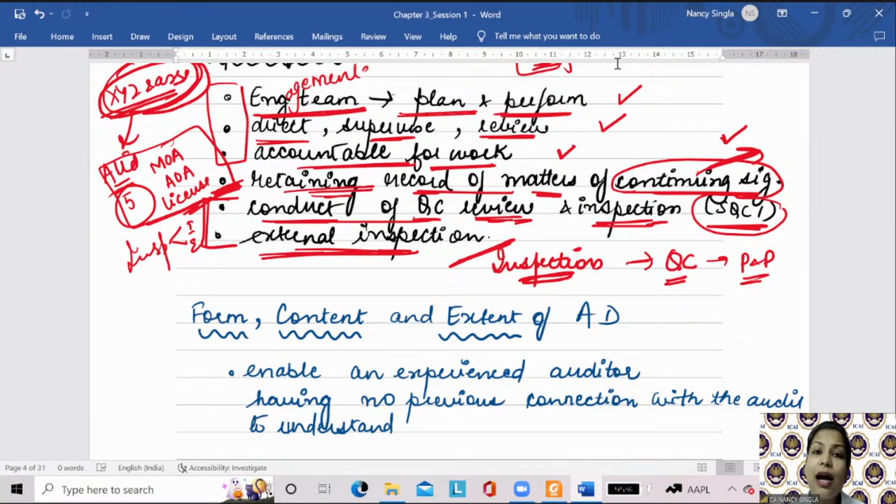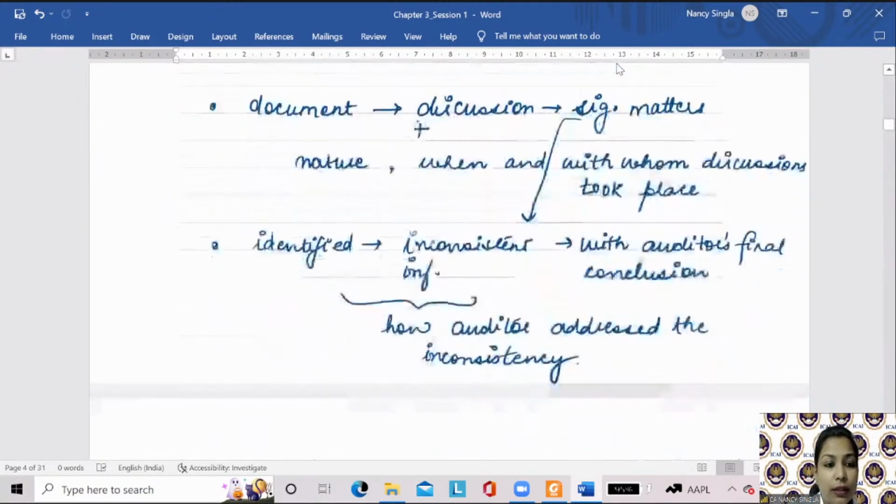But there are certain requirements which are mentioned in SA 230 with respect to form, content and extent of audit documentation. First we will see in simple language what SA 230 says, then we will understand it from the module. Okay? Just a minute.